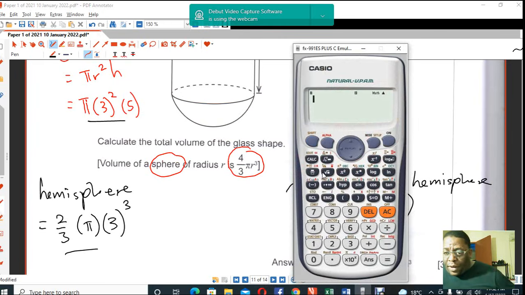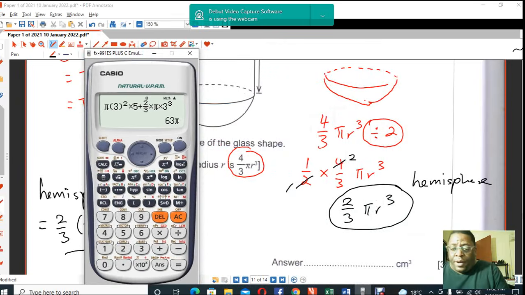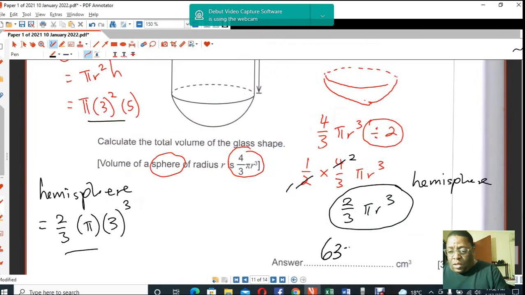So it's going to be pi, and then you're going to multiply that by 3 squared, and you're going to multiply that by 5, and I'm going to add the one for the hemisphere, which is 2 over 3, and I'm going to multiply that with pi, and I'm going to multiply that with 3 cubed. Oh, you can see everything. Right, so my answer is 63 pi.